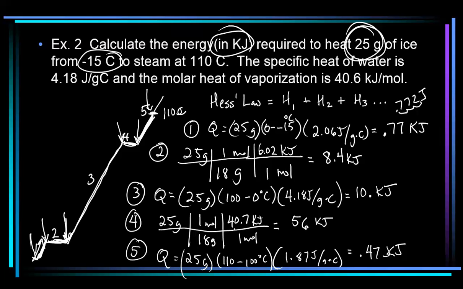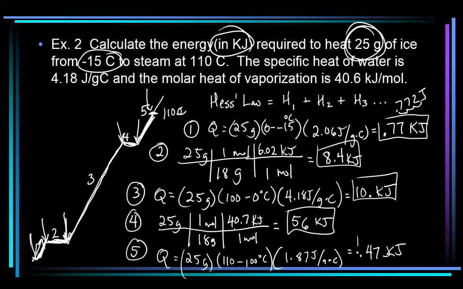So what's your final answer? You did 0.47. Do you add them all up? Add. Which law? Hess's. The answer? 77 kilojoules. Very quickly, how much energy must be released if you take steam at 110 and take it down to ice at negative 15? It would be negative 77 kilojoules if you go in reverse.